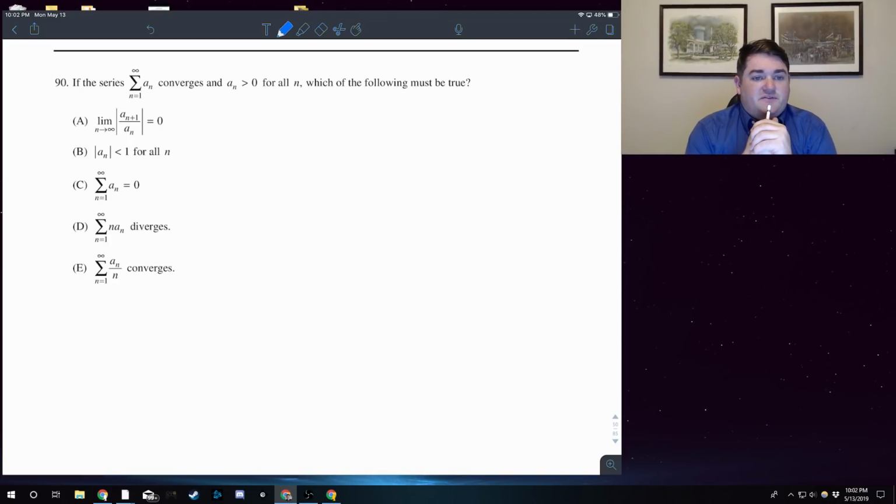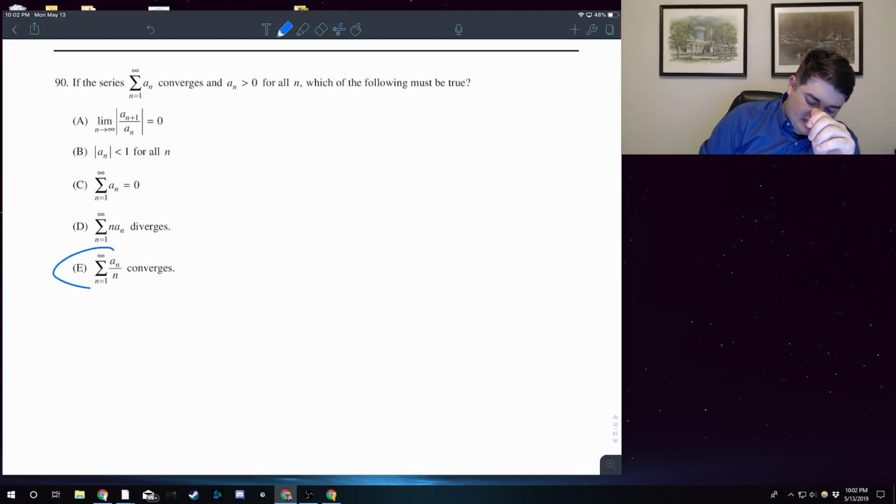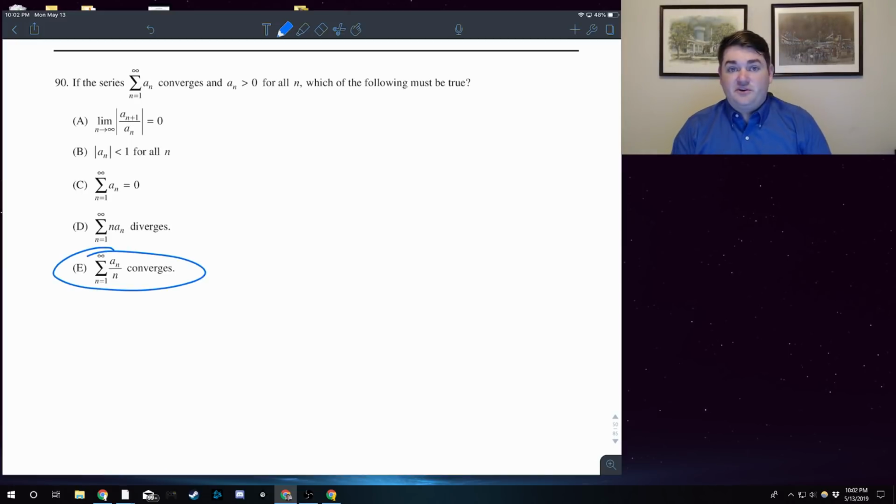If the series converges and a sub n is positive, which of the following must be true? How about this? A strictly smaller series will also converge. Dividing by n makes it smaller. It already converges as is, so making it smaller, it's going to converge.